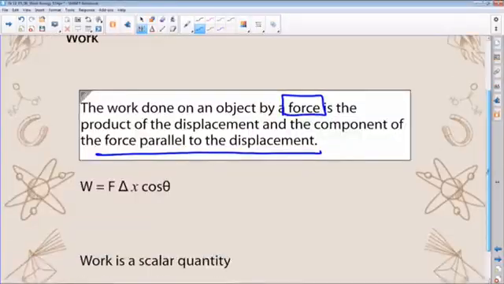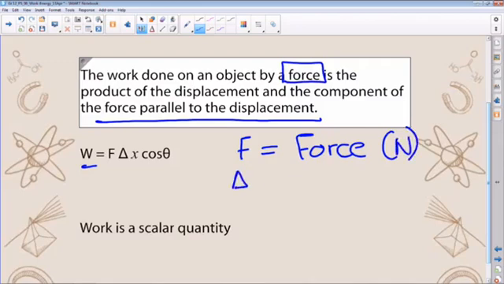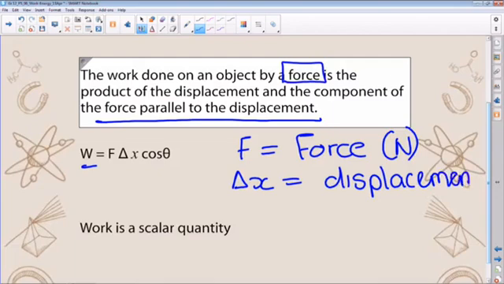Okay, so now we've got the equation W equals F delta X cos theta. Remember, F is the force that's acting, which means that will be in newtons. Delta X is the displacement. And of course, we're using delta X because we're looking at displacement in the horizontal component, horizontally. Okay, that's fine. Then cos theta, theta is the angle of the force.